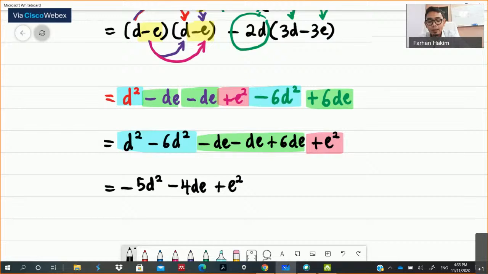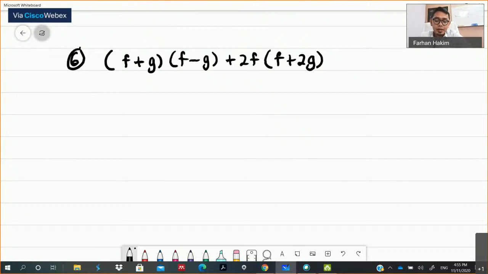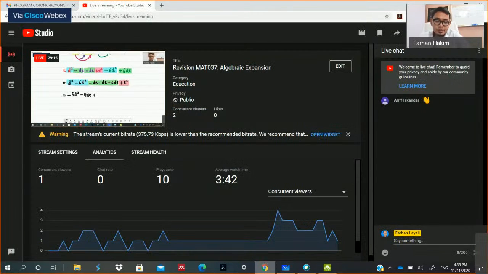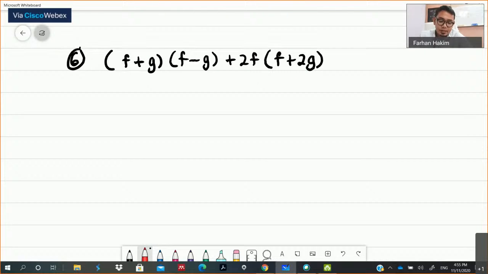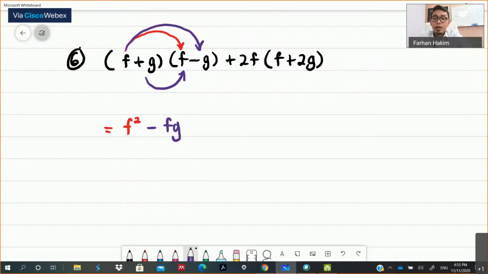Okay, let's go to number 6. Alright, so for question number 6, we have F plus G, F minus G. Right, I'm going to multiply F by F. So F square, betul? So now we want to multiply F multiplied by negative G. So we will have negative FG. G multiplied by F will get positive FG. Jangan positive GF pula sebab dah pilih FG dekat sini. Alright. So finally we'll have positive G multiplied by negative G. We'll get negative G square.